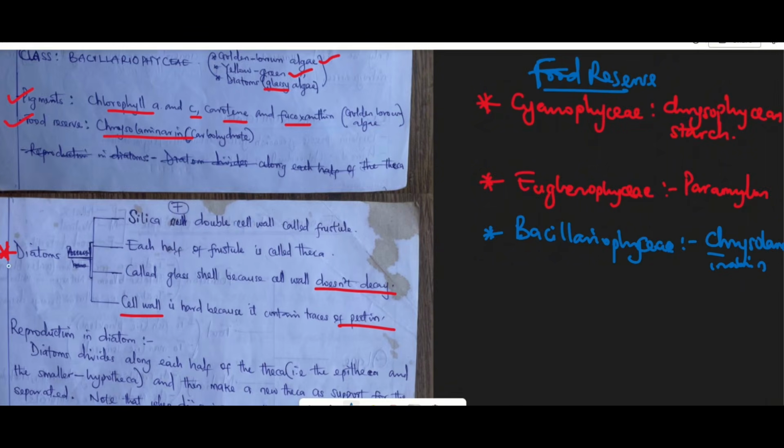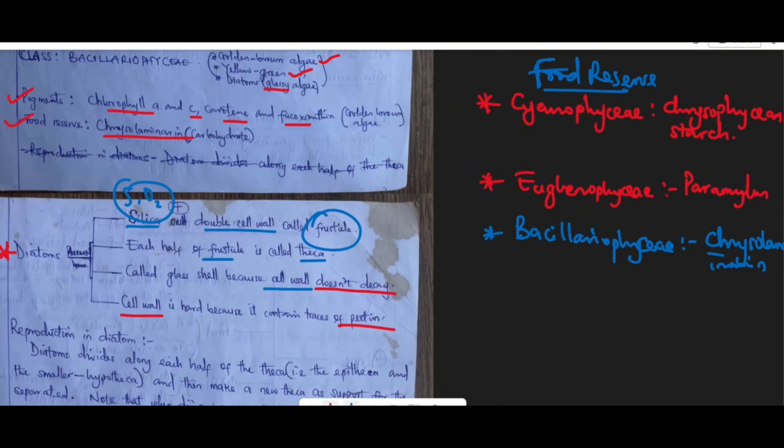That makes sense. Okay, so talking of diatom, diatom is made up of silica, which is SiO2. Okay, hydrated silica. The cell wall is made up of hydrated silica, and that cell wall is a double cell wall. Does that make sense? And that double cell wall is called frustule. Each half of the frustule is called a theca. And note that the name glassy algae comes from the fact that its cell wall is very rigid and does not decay. I think I've mentioned that before.